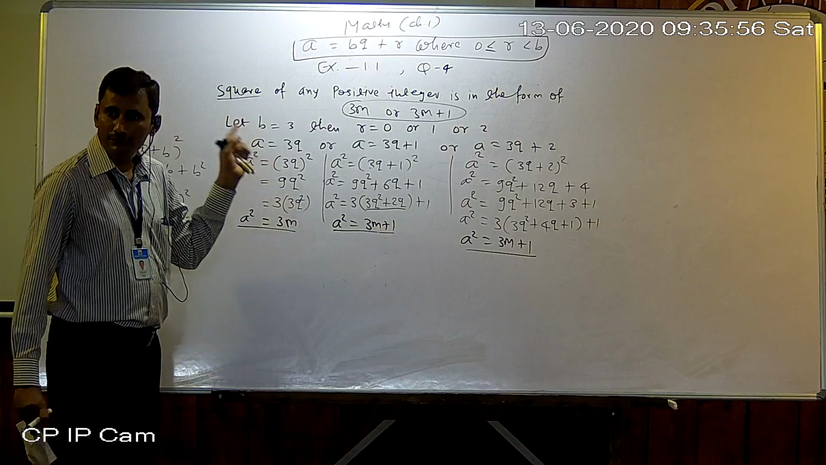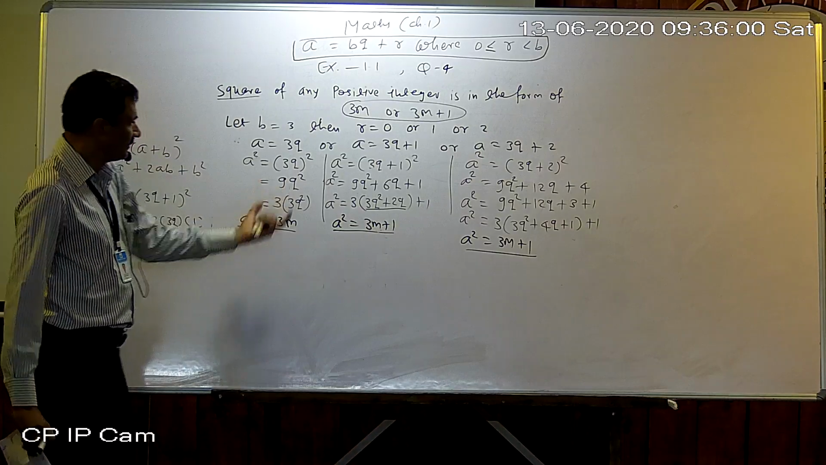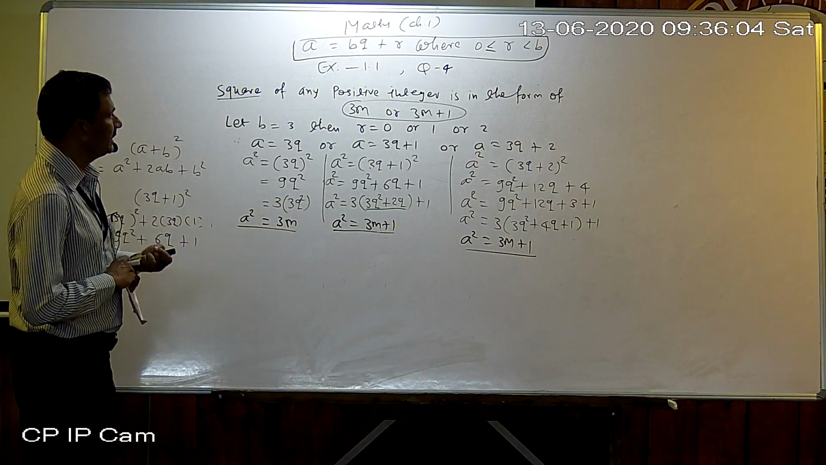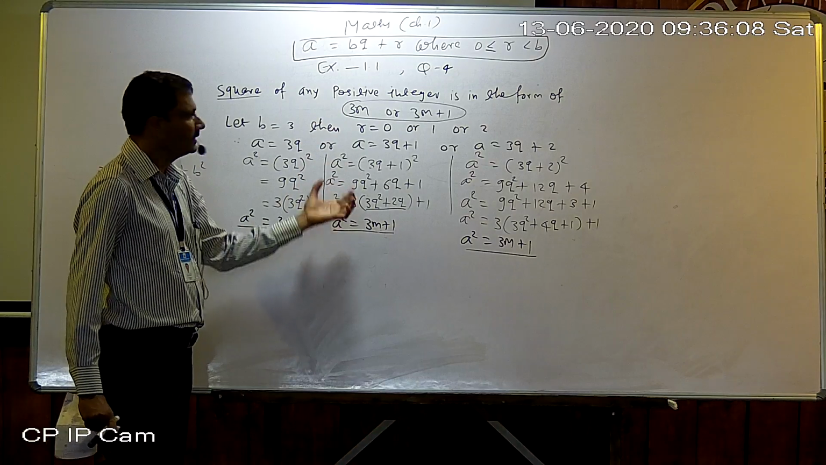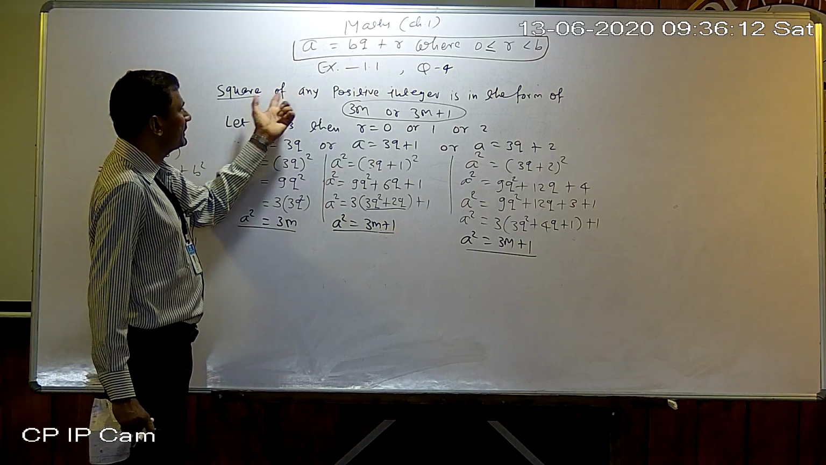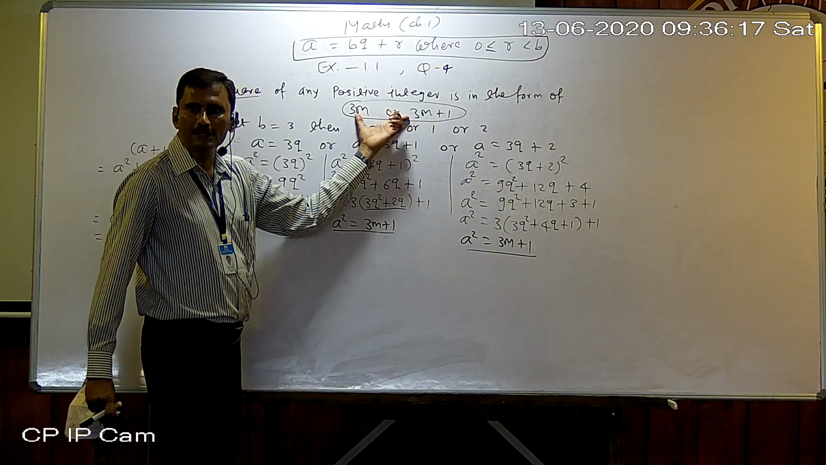So any square is in the form of 3m or 3m plus 1 only. I have given you examples of squares also, you can verify it. So this is the way to write it, not the calculative part, but express it this way only. Again I repeat: what is the question? The square of any positive integer is in the form of 3m or 3m plus 1.